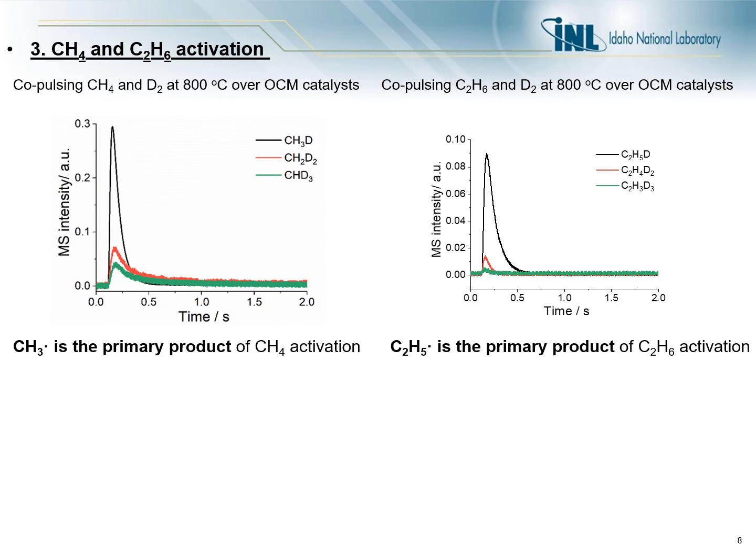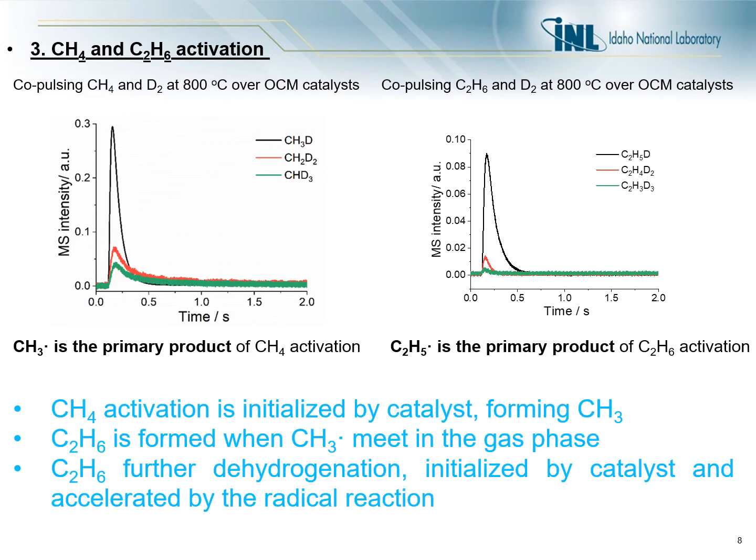By pulsing CH4 and deuterium, or C2H6 and deuterium, we are able to investigate the activation products of methane and ethane. As you can see from the figures, on both the left and right side: on the left side, CH3D is the major product, and on the right side, C2H5D is the predominant product of C2H6. Therefore, we can conclude that CH4 activation is initiated by the catalyst, forming CH3, and CH3 either stays on the catalyst or desorbs into the gas phase. And C2H6 is formed when CH3 radicals meet in the gas phase. C2H6 can further undergo dehydrogenation, which can be initiated by the catalyst and accelerated by radical reactions.